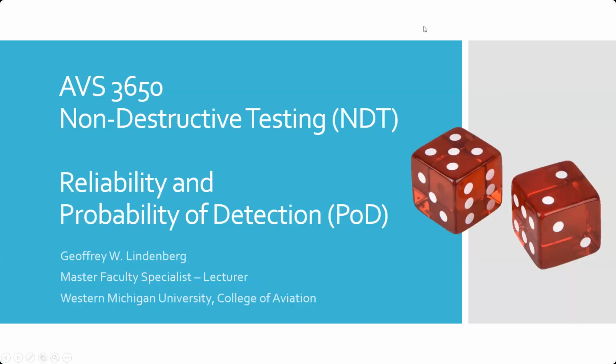In this NDT training module, I'm going to look at reliability and probability of detection. And this is in regards to finding flaws in objects that are having testing performed on them. Hopefully, it's not just a roll of the dice, but rather we can have a high enough reliability and high enough probability of detection that we aren't leaving things to chance.